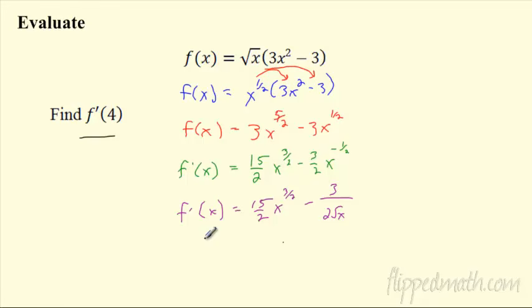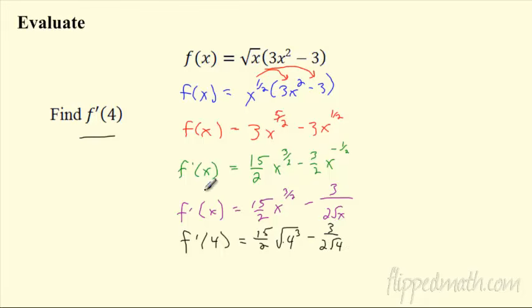So what is the derivative when x is 4? So let's plug that in. The f prime of 4. So wherever there's an x, we're going to replace it with a 4. So really, this 3/2, I probably should have written this as the square root of x cubed, which would be 4 cubed, and then minus 3 over 2 times the square root of 4.